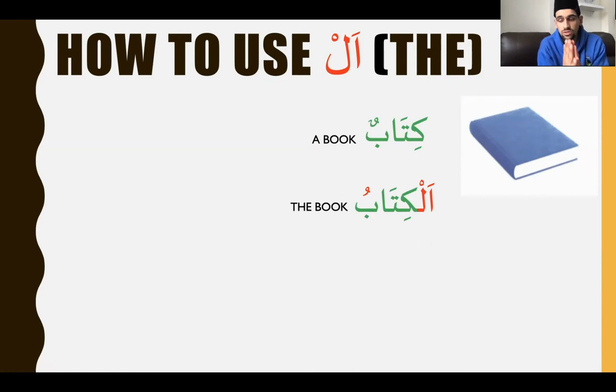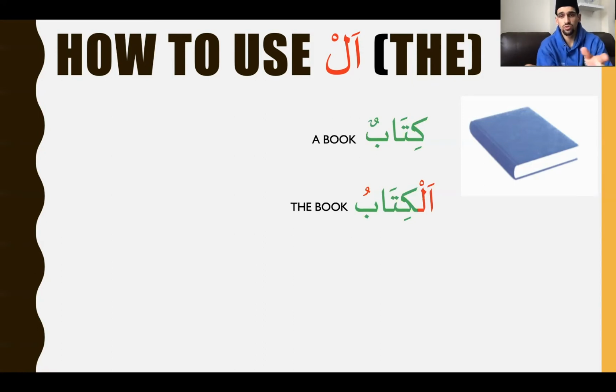Whenever you put alif lam, the tanween, or the thing that makes it sound as kitabun, becomes al kitabu. So you just have the dhamma, which is at the top of the letter ba. So it becomes al kitabu instead of kitabun. And so you can never have it being al kitabun. It doesn't apply in Arabic. So you just have to note these two changes, and once you've understood this, you'll really understand how to use it in the next lessons.